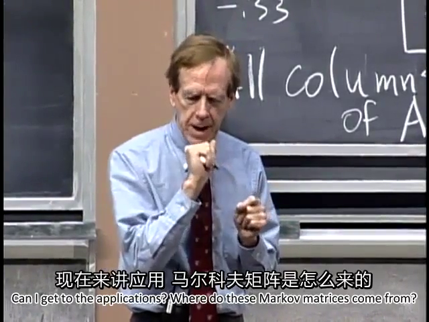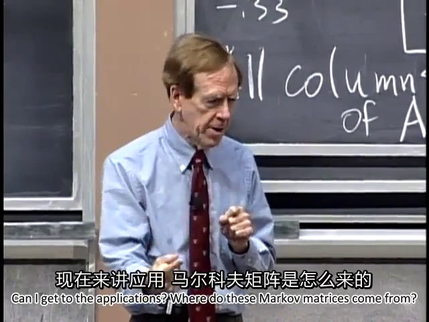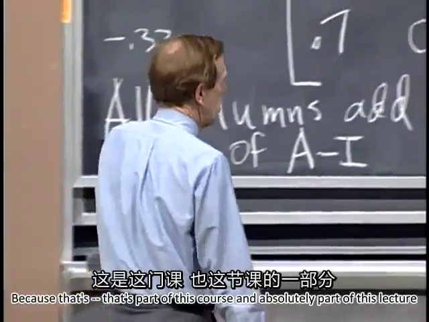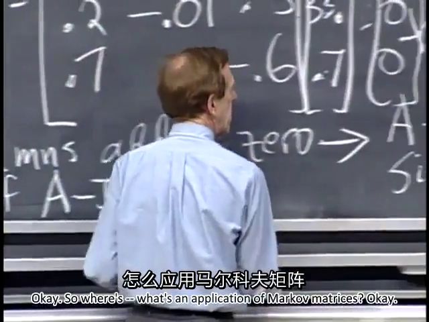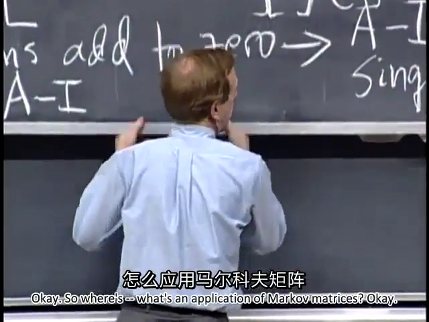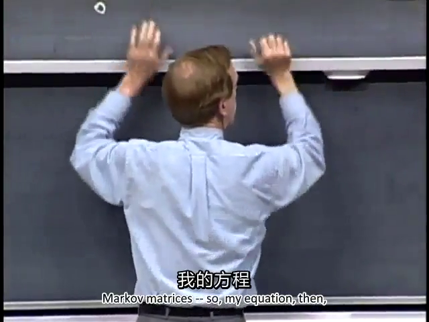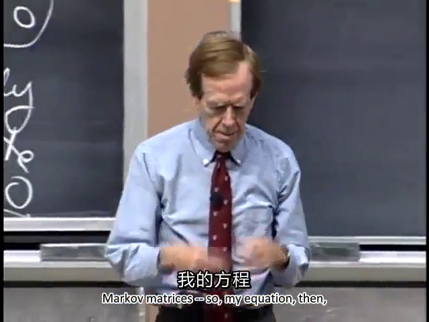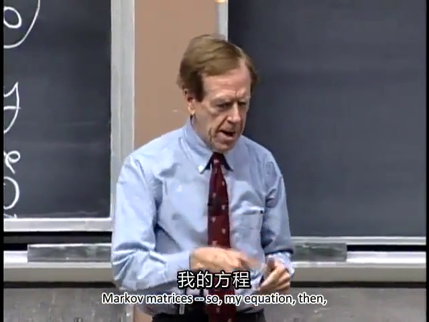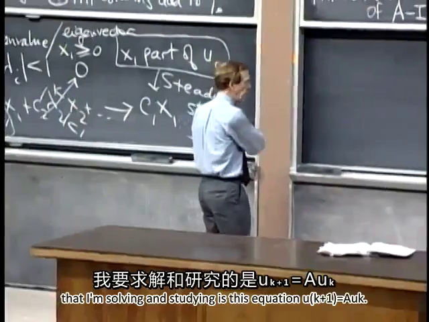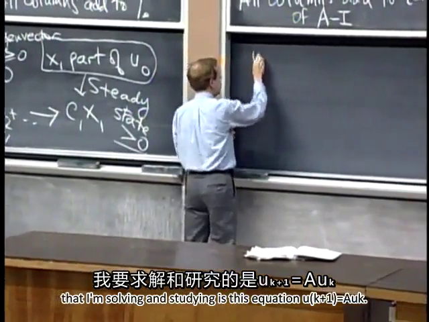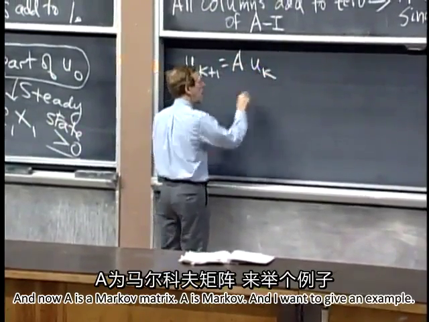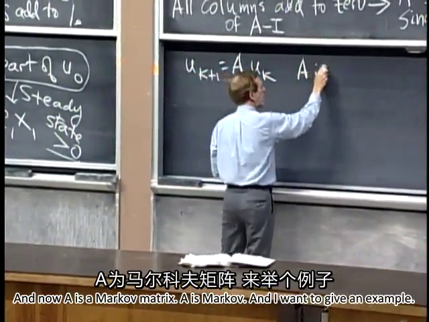Can I get to the applications? Where do these Markov matrices come from? Because that's part of this course and absolutely part of this lecture. OK, so where's an application of Markov matrices? So my equation, then, that I'm solving and studying is this equation, u k plus 1 equals A u k. And now A is a Markov matrix. A is Markov.